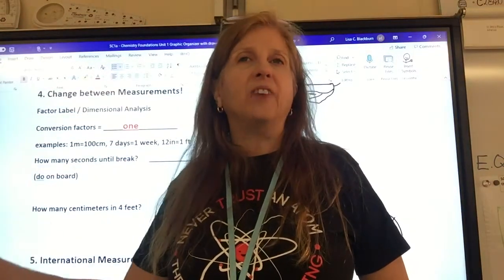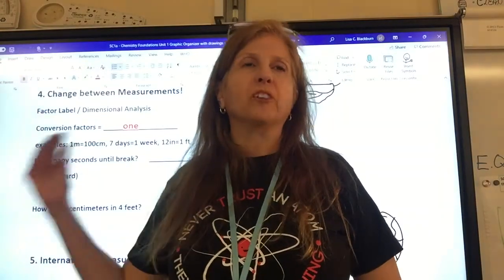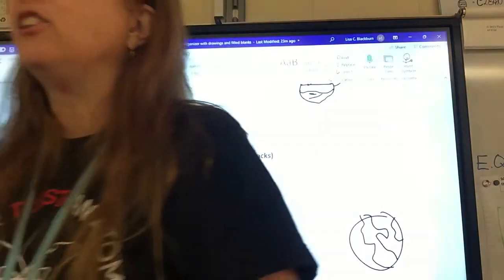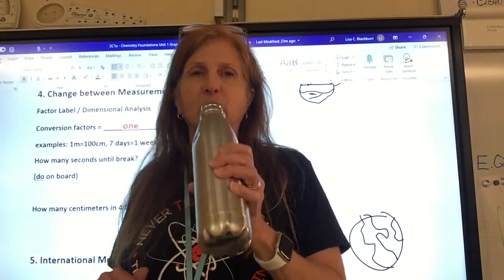Good with that idea? Anything times 1 is itself. 5 times 1 is 5. 1,000,000 times 1 is 1,000,000, right? So if I multiply something by 1, I don't change its value. Does that make sense to you?